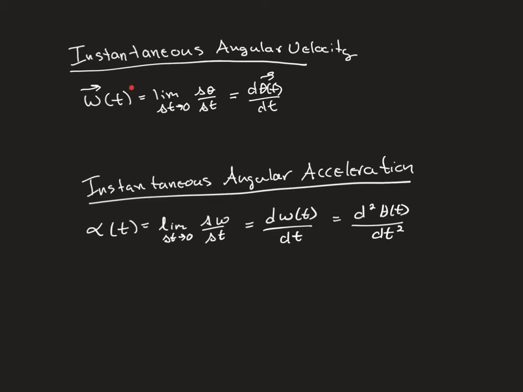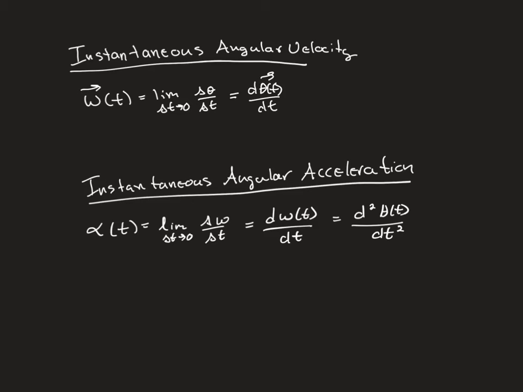So if we want to find angular velocity at one particular moment, we need to take the first derivative of the position function, so angular position this time, and that gives us a function then that we can plug our time value in and figure out what the angular velocity is at that particular moment.